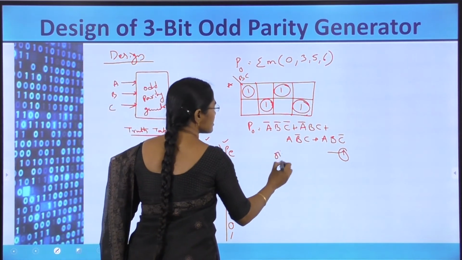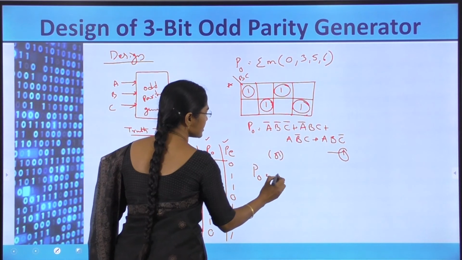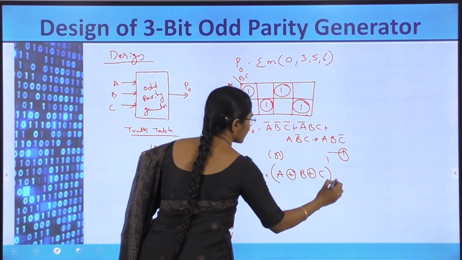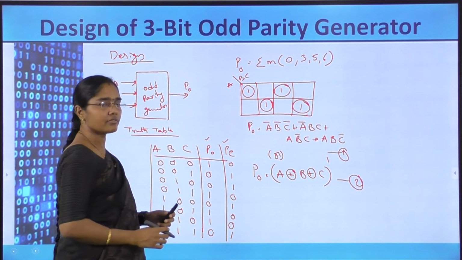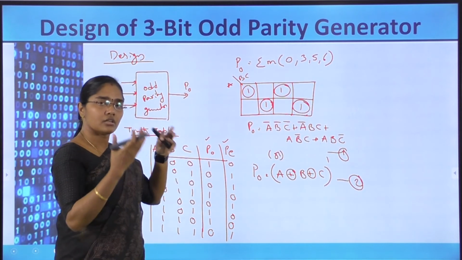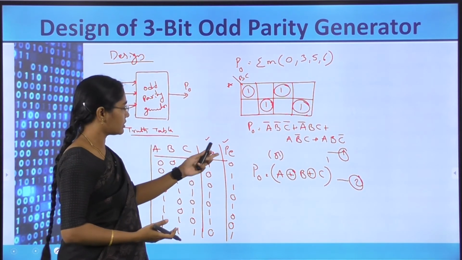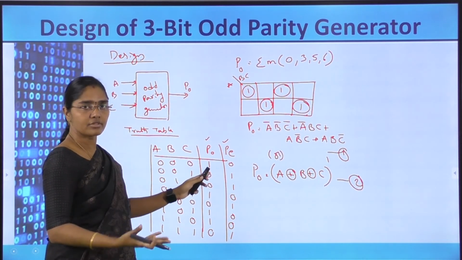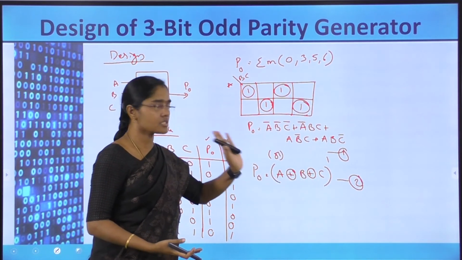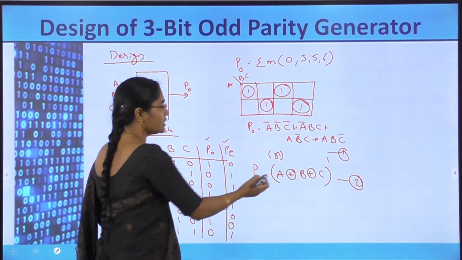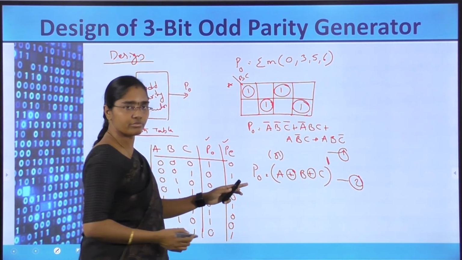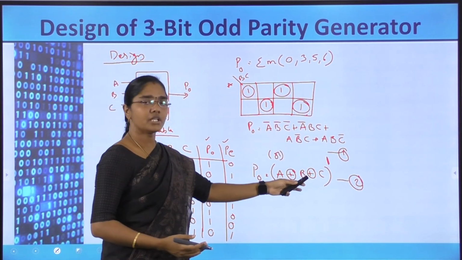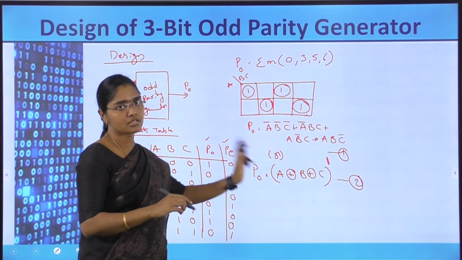Or just by rewriting, we can see this as A XOR B XOR C whole bar as the next expression, because we have already written the even parity as A XOR B XOR C, and these two are complementary. So directly from that knowledge I am writing A XOR B XOR C whole bar. Then simply by implementing one NOT gate at the output of A XOR B XOR C, or implementing with XNOR gates, we get the logic diagram.